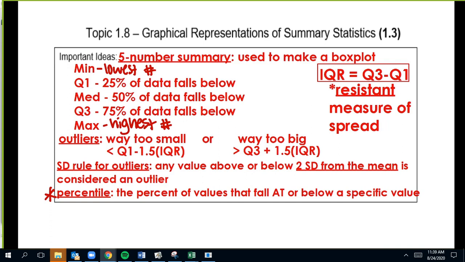Pause the video, make sure you get all of this down in your important ideas box, and then you may try to check your understanding. After you try to check your understanding, unpause the video and check your work.